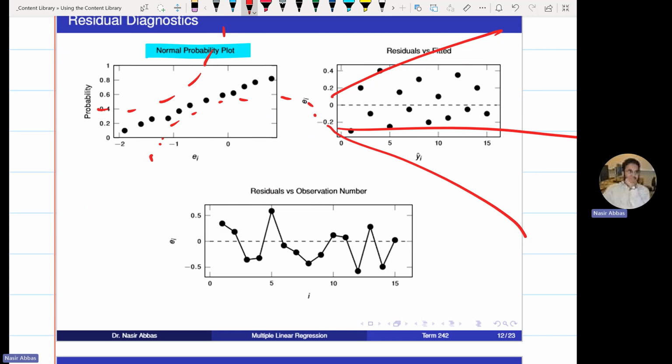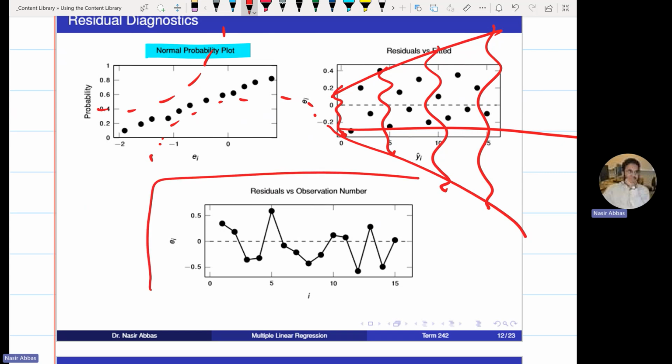Like, what is the variance at the start? This much. What is the variance here? Variance is the amount of spread, right? What is the variance here? What is the variance here? So as you go along, the variance is increasing. So that means the variance is not constant.